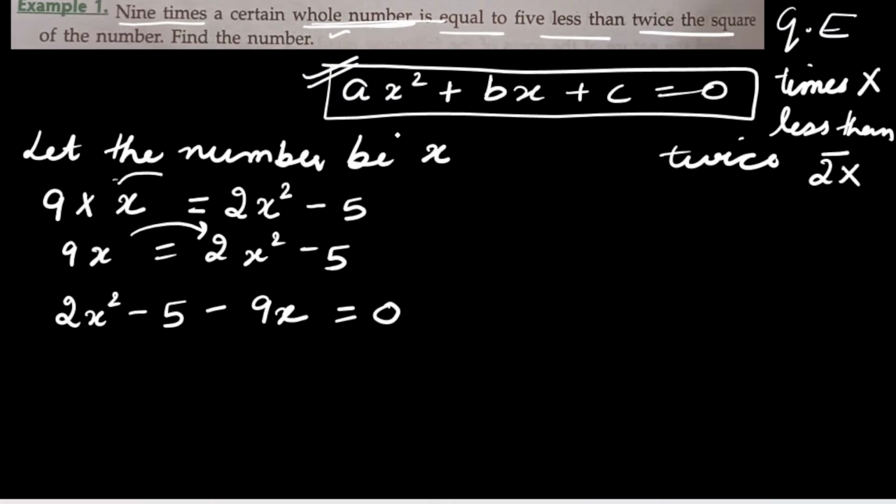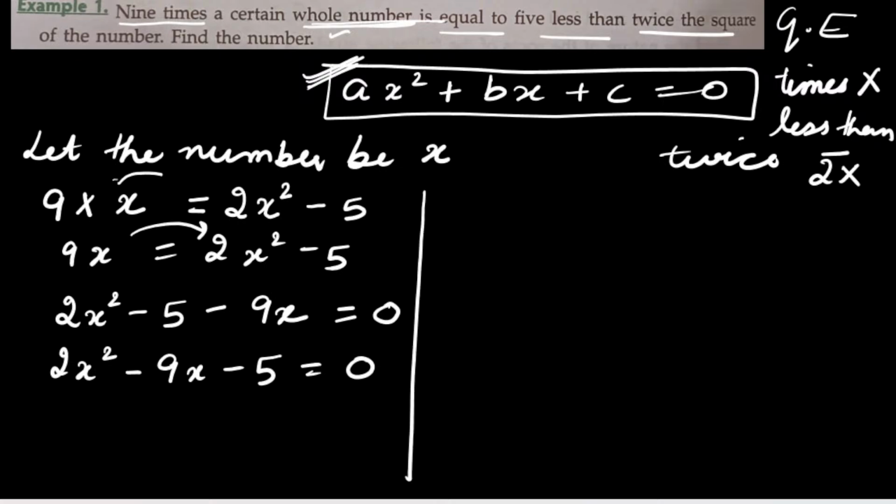Now I have to write the equation in standard form. First the square term 2x square, then the linear term, where the degree of the variable is 1, minus 9x, minus 5 equals 0. So this is the required equation. You can see it's a quadratic equation. Now we can simplify this equation by using the splitting the middle term method, which you all know how to do.